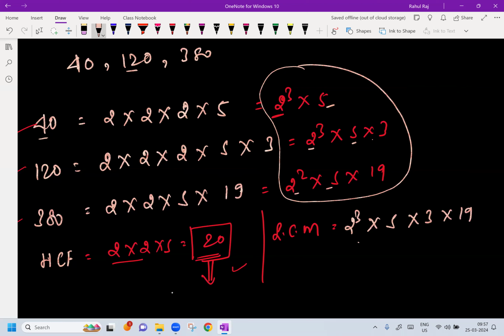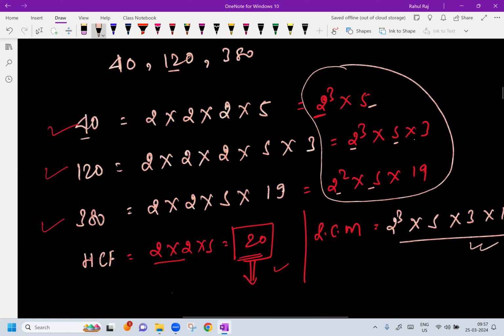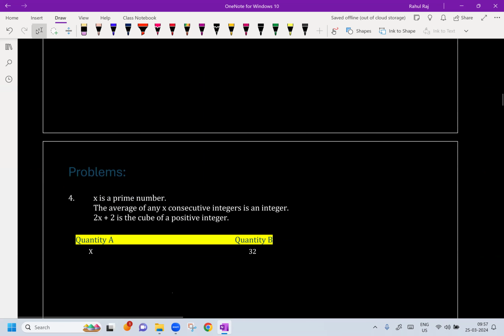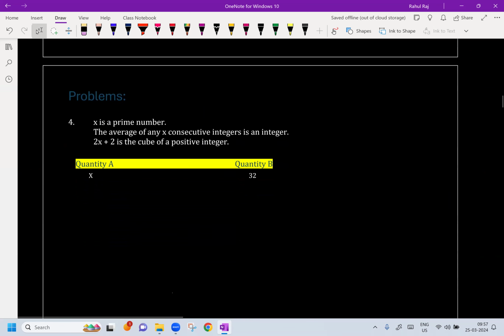But they will not ask you to calculate all this. This will never be a question, what is the LCM of these numbers, where you have to start multiplying and all these things. Clear? This is the basic concept of what an LCM is and what an HCF is. Simple, straightforward logic, right?